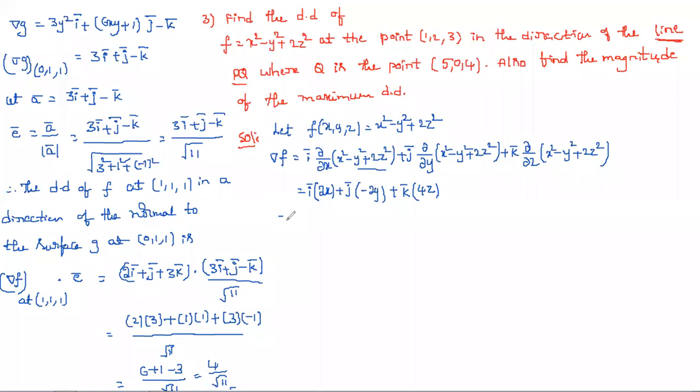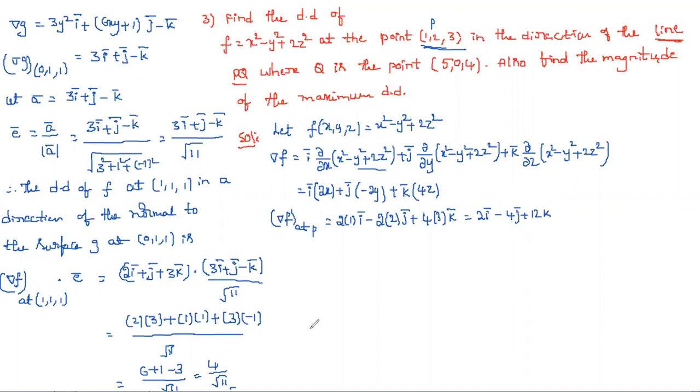Now we need to find del f at the point, right? So del f at point P is equal to, so point P is nothing but 1, 2, 3. It means in place of x we put 1, so 2 into 1 into i, minus 2 into y, which is 2, and 4 into z, which is 3, into k. So simply what we got here is 2i minus 4j plus 12k.